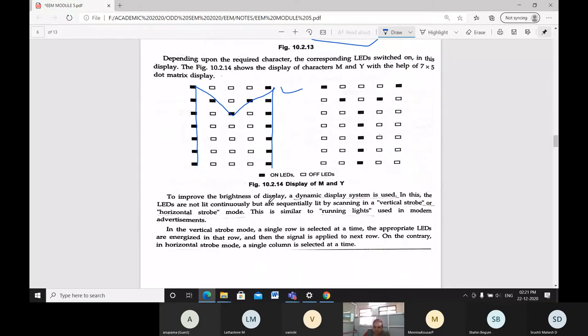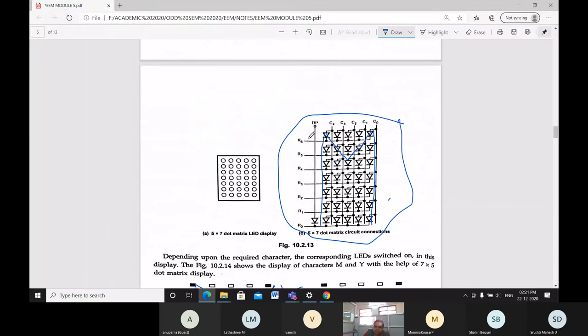To improve the brightness of the display, a dynamic display system is going to be used, where I can get accurate results. In this, LEDs are not lit, means glowing, continuously, but sequentially lit by scanning the vertical strobe or else the horizontal. Means it will check which LED should be glowing. For this LED, C4 and R6 should glow. Means we will be supplying plus VCC to C4, and R6 should be ground, because it should be powered by us, then our LED will glow.